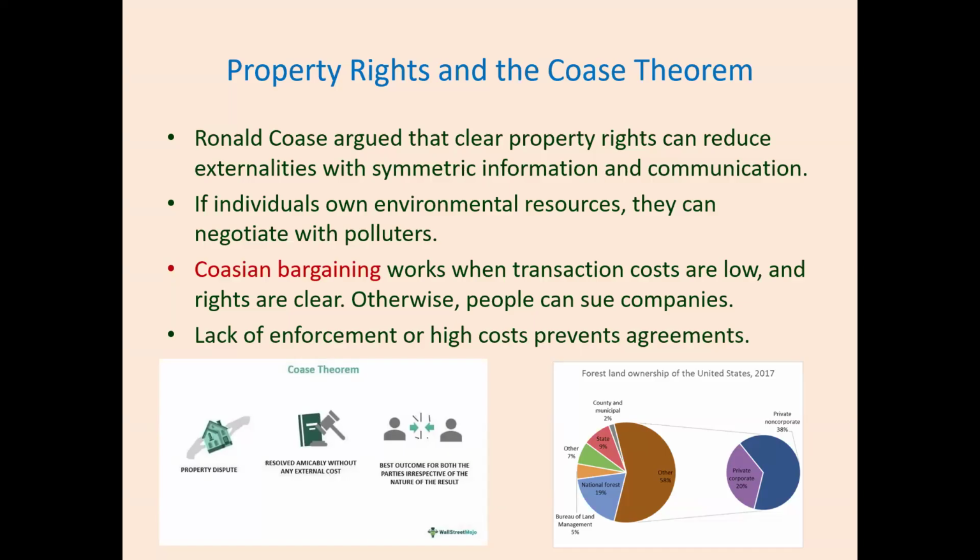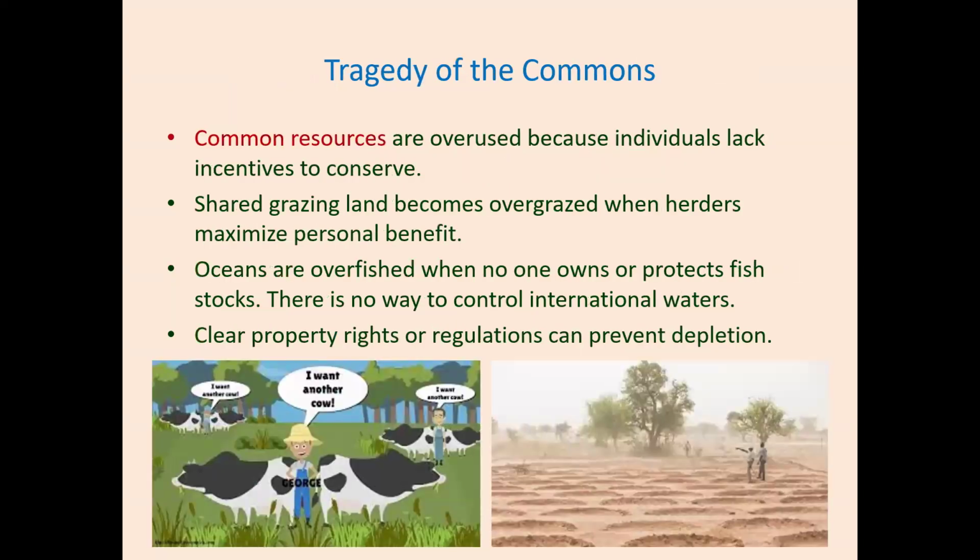Lack of enforcement or high costs prevents agreements, which is why lawsuits tend to be the default in the US. When we study environmental economics, one of the commonly told stories is what's called the tragedy of the commons. This occurs when there's a common resource that is accessible to everyone, and it's either impossible or prohibitively expensive to prevent people from using it.